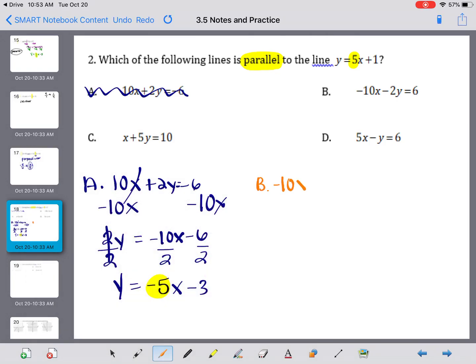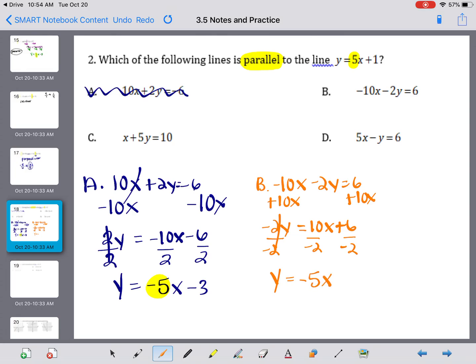We have negative 10x minus 2y equals 6. So again, solve for y. I'm going to move the 10x over. I get negative 2y equals 10x plus 6. Divide by negative 2. And again, when we divide by negative 2, positive 10 divided by negative 2 is negative 5. They're not exactly the same. This has a slope of negative 5. We want a slope of positive 5. Not parallel.